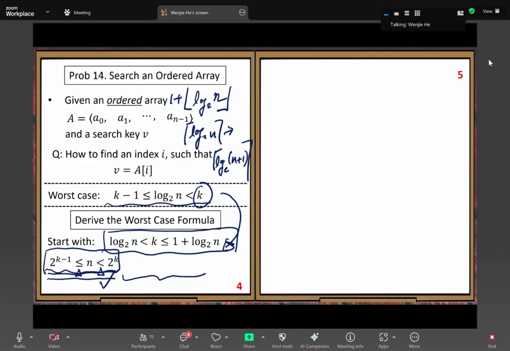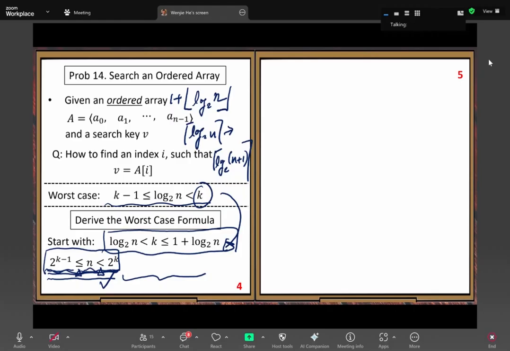So this inequality is a constraint between k and n, but it's not the best. We have a little room to improve it. Let me show you that step, the little step. Here, we know all of them are integers. All the expressions in this inequality are integers.